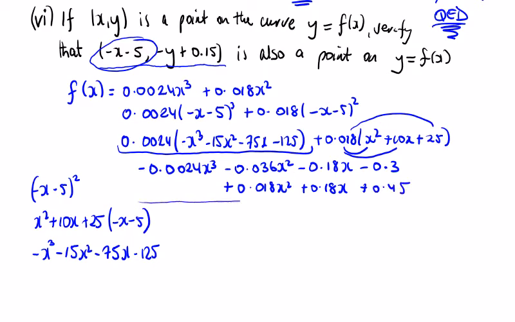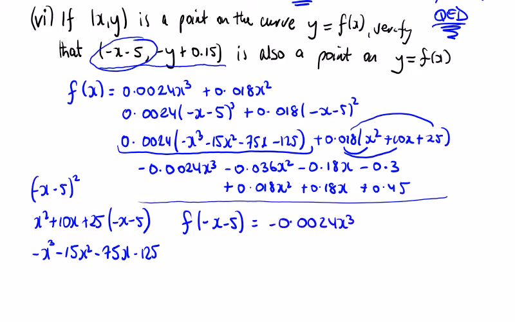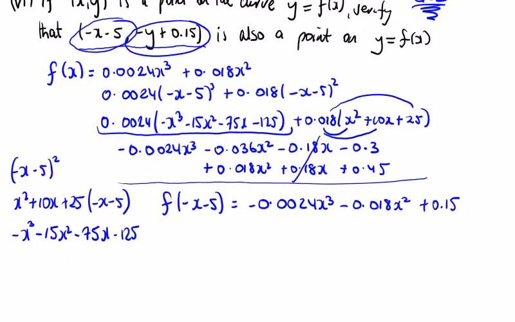So what's that going to leave us with? This is a crazy function. So we're going to get f of minus x minus 5 to be minus 0.0024x cubed. These cancel. We're going to get minus 0.018 x squared, and we're going to get plus 0.15. And we're asked to show that that would give you minus y plus 0.15.